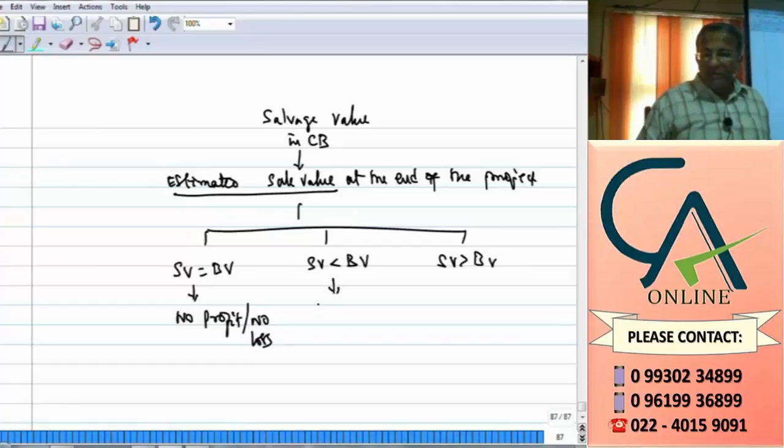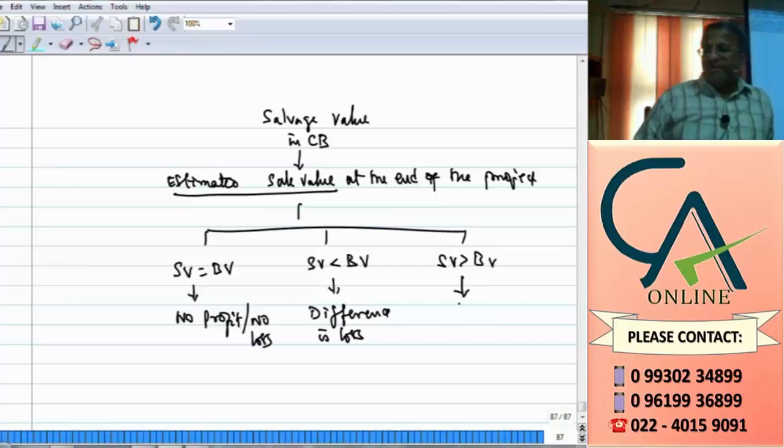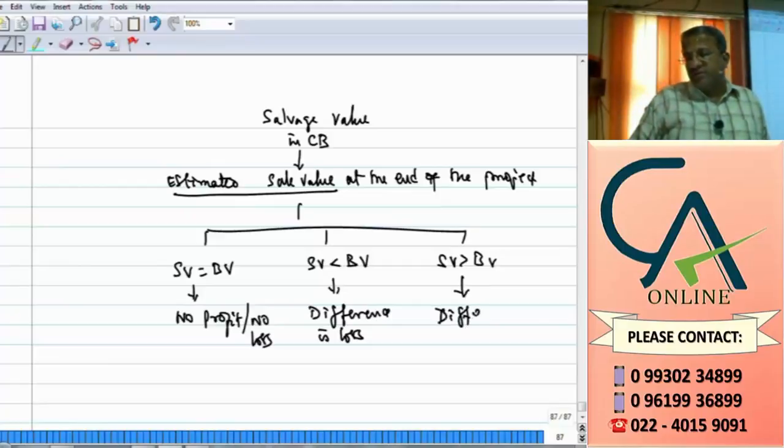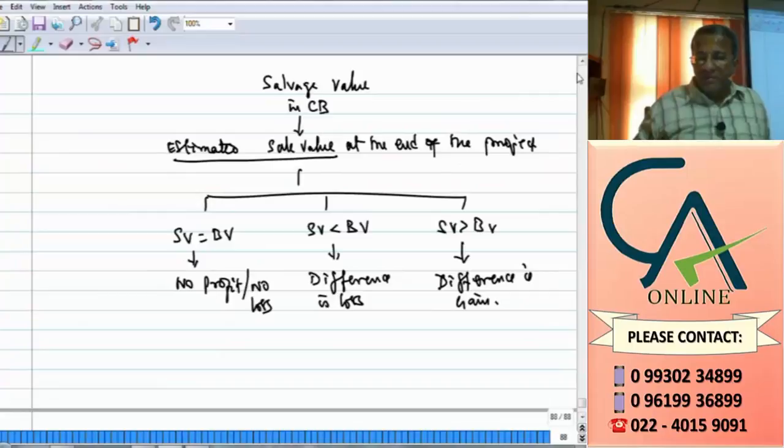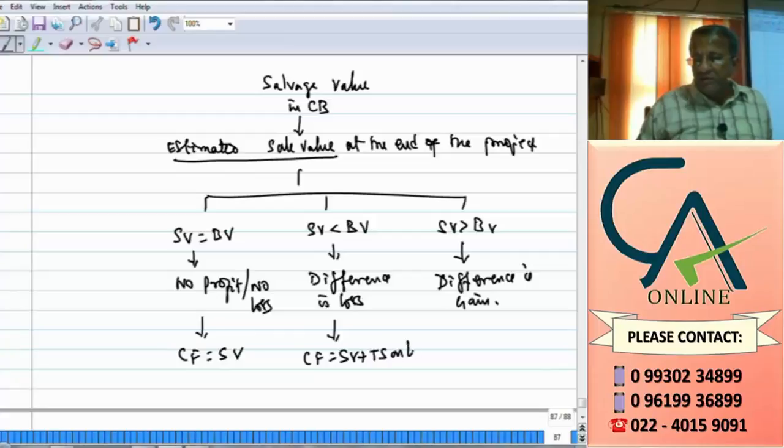Here I will end up with a difference. Where salvage value is less than book value, the difference is a loss. Where it is greater, the difference is a gain. So with no profit, no loss, salvage value equal to book value, the cash flow is equal to the salvage value only. Here, cash flow is equal to salvage value plus tax saving on loss.